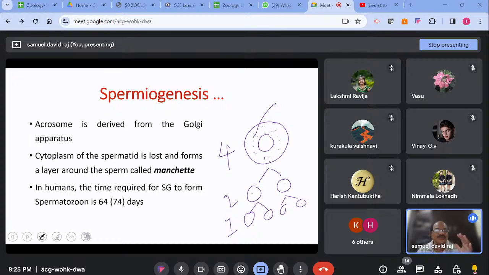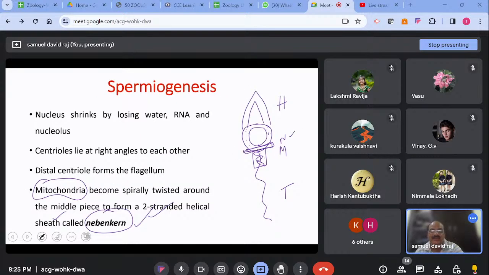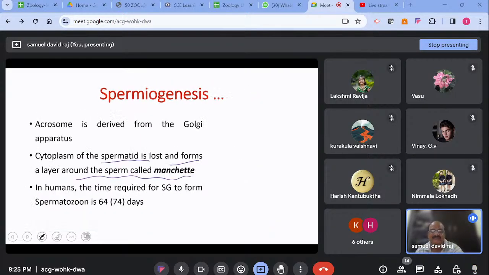So in order to make it lighter, the cytoplasm is continuously lost, and it forms a layer around the sperm in the middle piece region, and this is called the manchette. So the cytoplasm of the spermatid is lost and forms a layer around the sperm, and this is called the manchette. And you have to remember these two names. One is Nebenkern, the other is manchette.